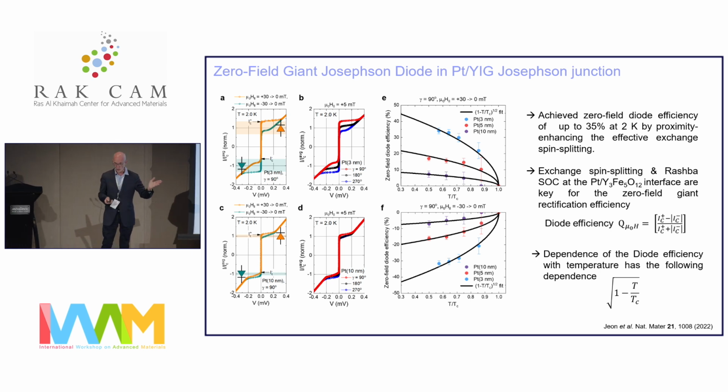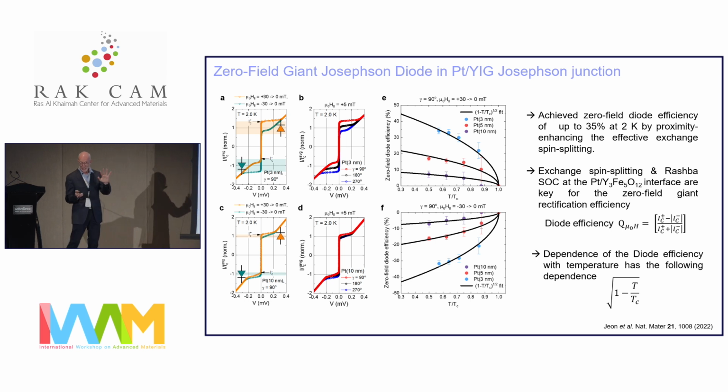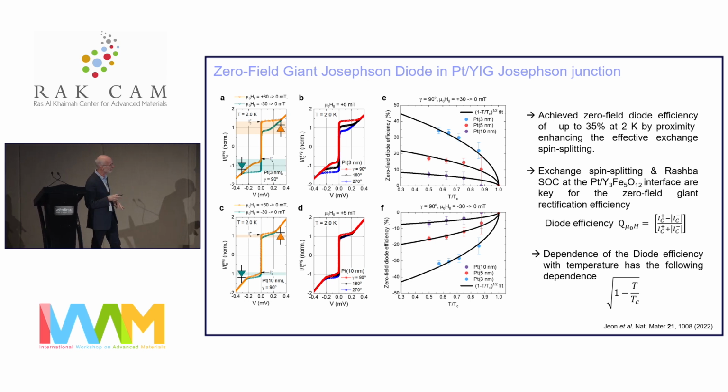And we can also look at the temperature dependence. Now, it turns out the temperature dependence is different from nickel ditelluride. It has a square root dependence on temperature. So this is really interesting, and I don't have time to discuss that.